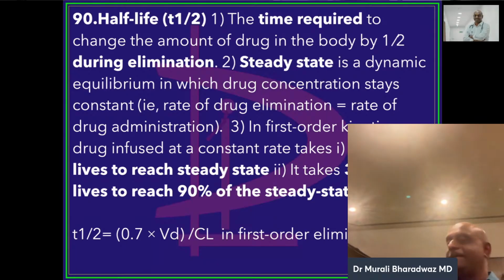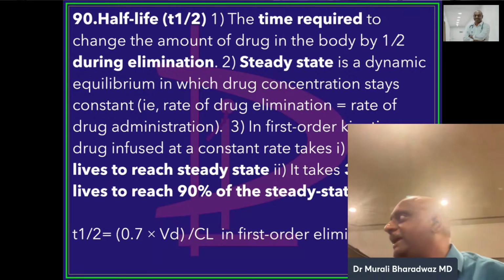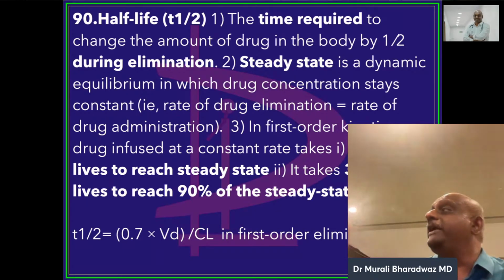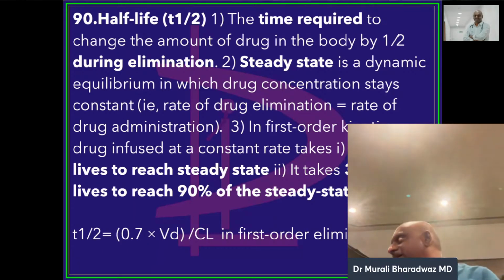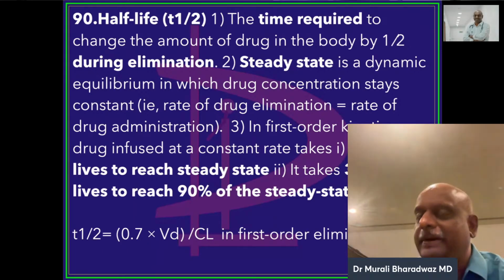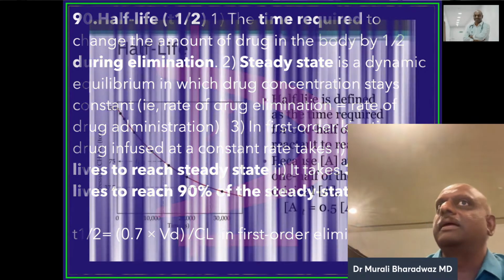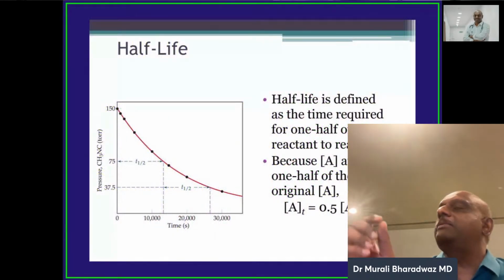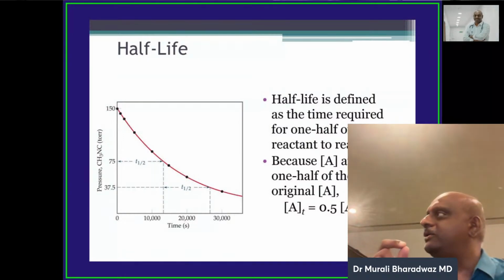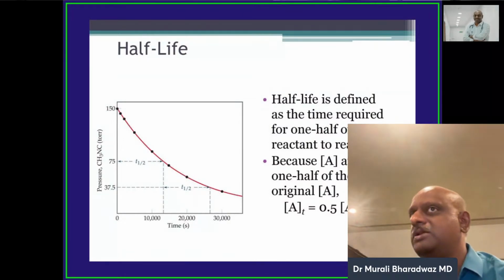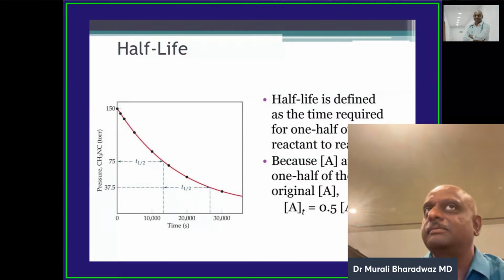Clear? Remember? So how do you calculate T half? 0.7 into volume of distribution by clearance will give you T half. You must remember all these formulas firmly, doctor. In first order elimination, half-life is defined as the time taken for one half of the reactant to react. That means plasma concentration should fall by one half.